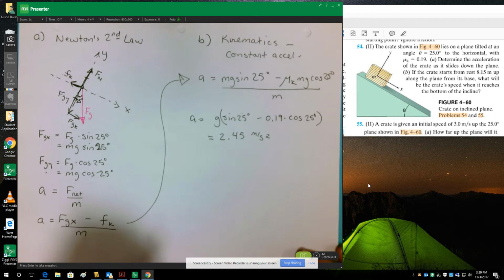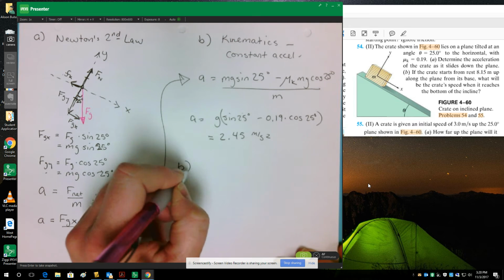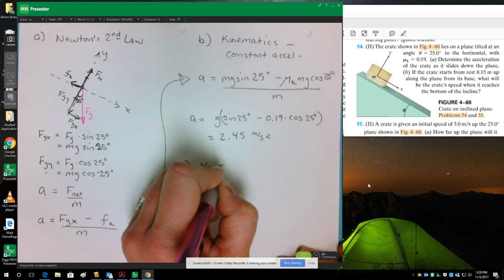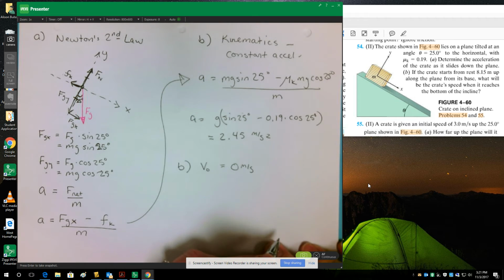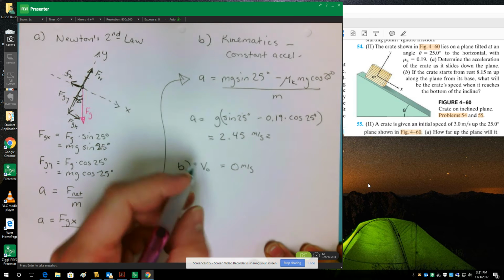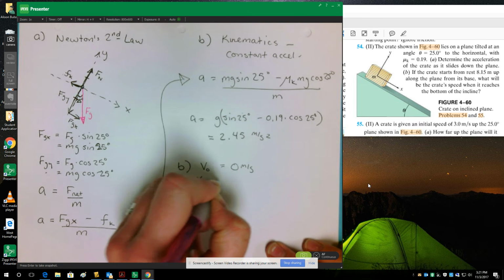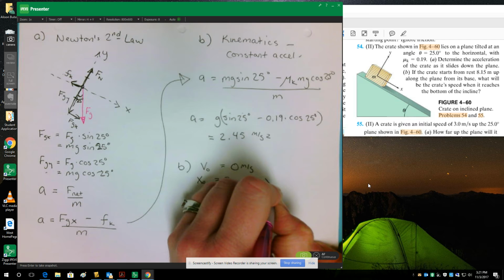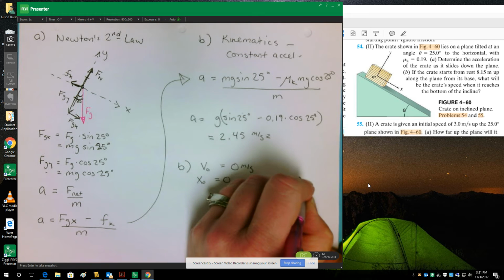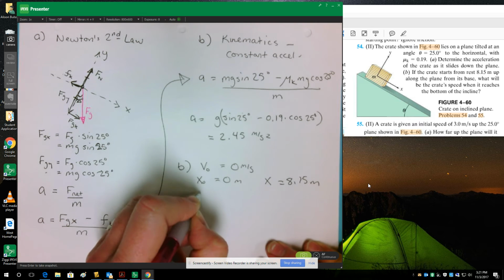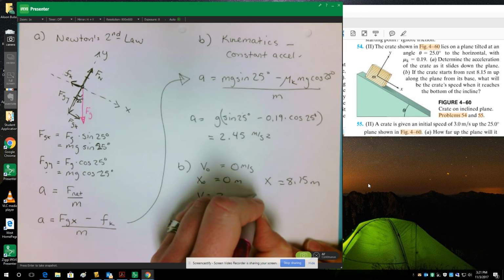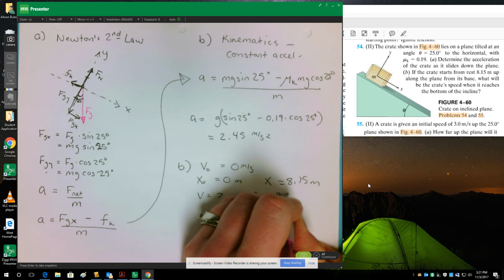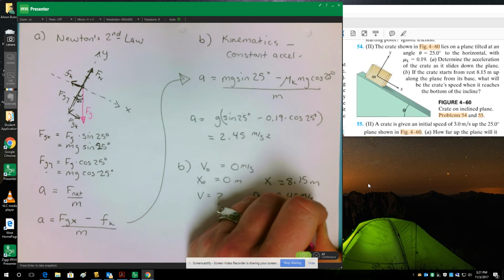So now for part B. The crate starts at rest, so v naught is 0 meters per second. It travels 8.15 meters down the ramp, so x naught can be 0 and x final is 8.15. The ending velocity is unknown. That's what we want to know: what's the speed at the bottom of the incline? And the whole time it's accelerating at 2.45 meters per second squared.